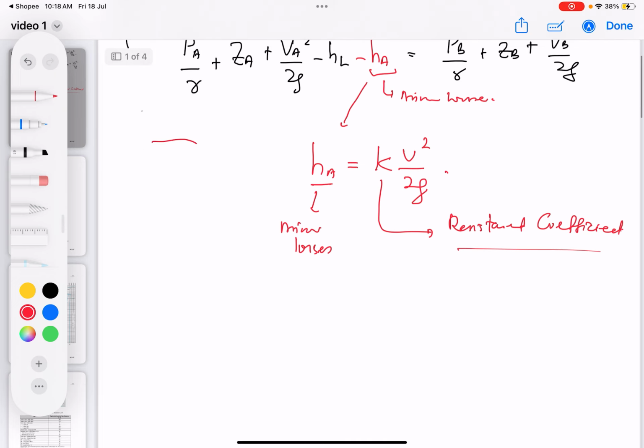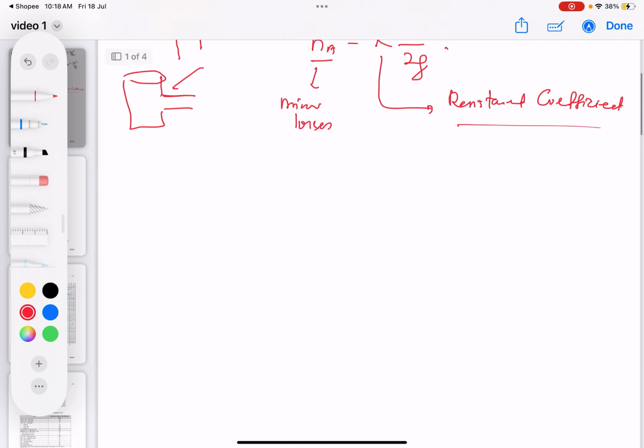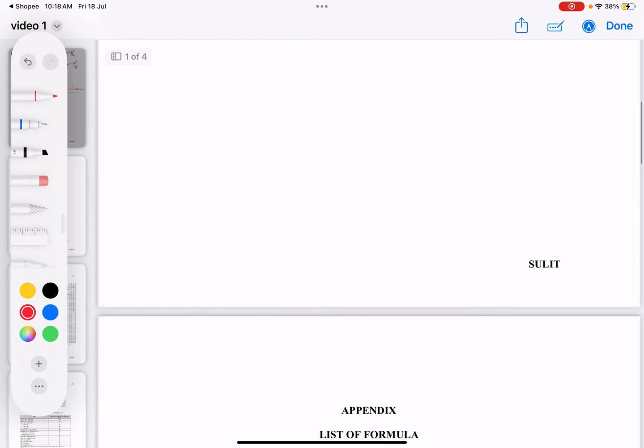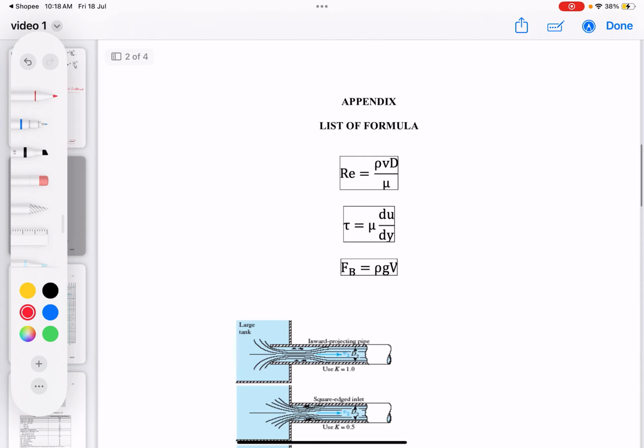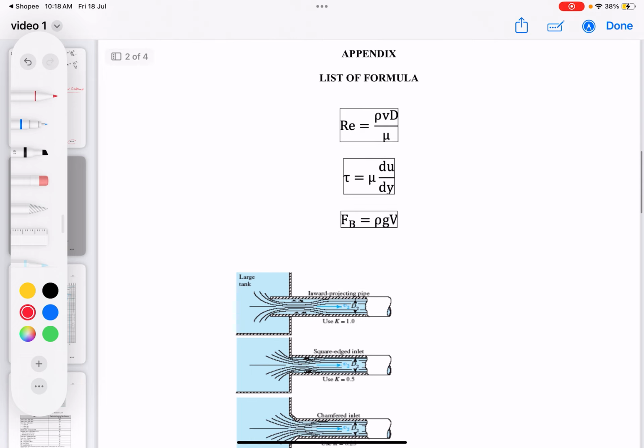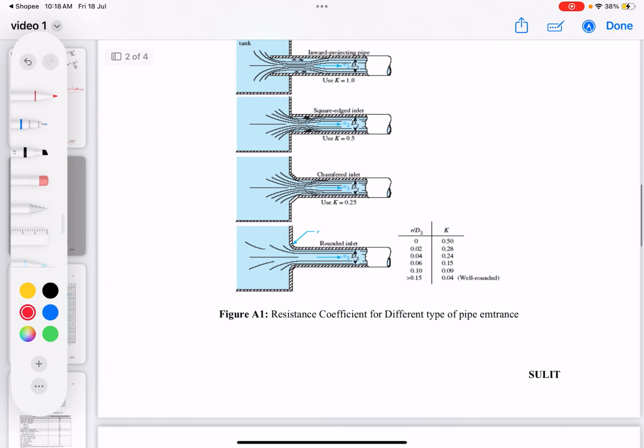For example, let's say we have a 90 degree elbow. Sometimes we have an entrance loss, an entrance from a big tank to the pipe. This is what we call entrance. But this one you don't have to memorize, what the value is, etc., because it is given. I'm going to use the same appendices which I'm going to use for the finals. So number one, you're going to take a look at this one, figure 1A.